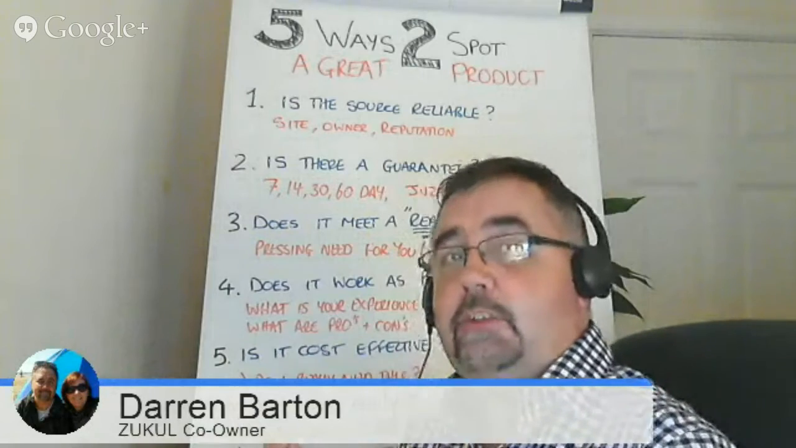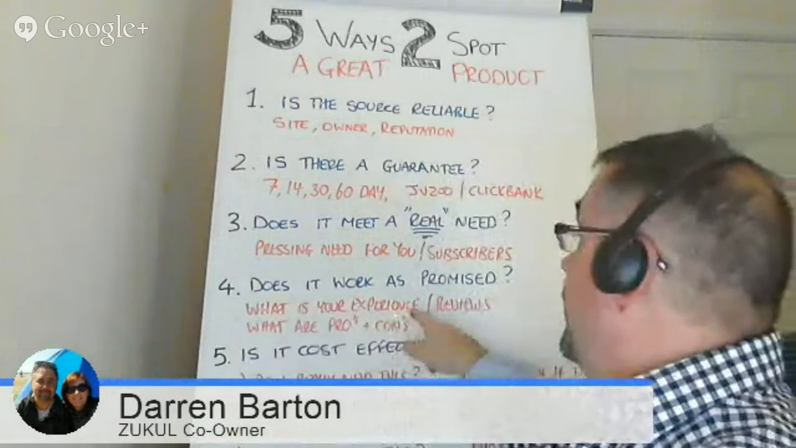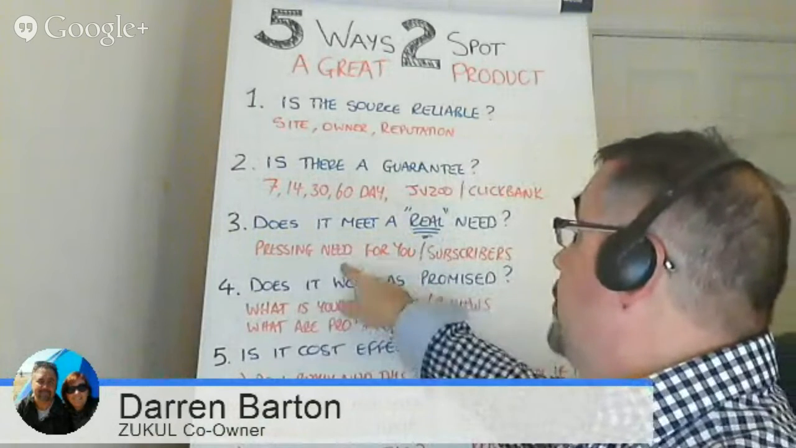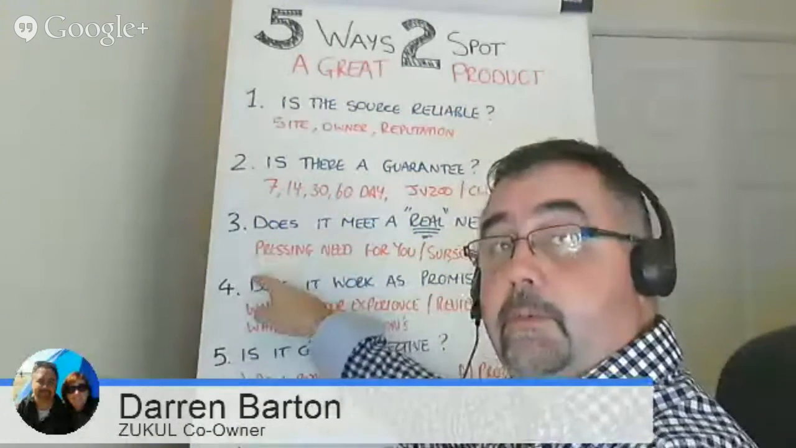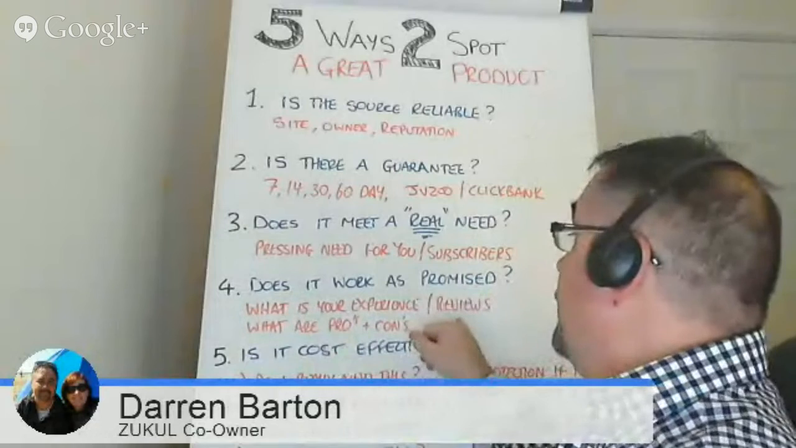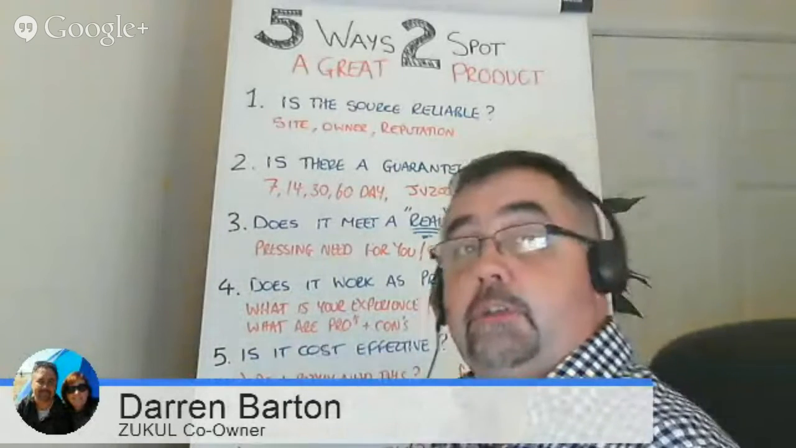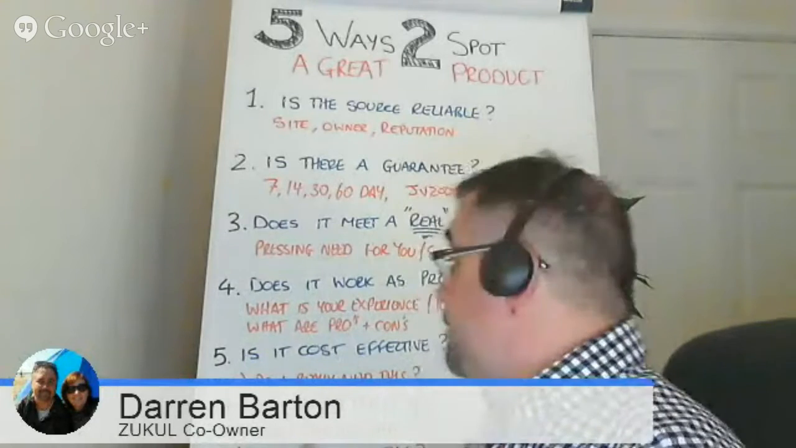Okay, key questions. And how do you do that? Well, you look for your experience. Do you have an experience with this product? Which is always the best way. If you're going to sell something, then your best way is to have experience of that product. Have a look at the reviews. Have a look at what are the pros and the cons. And again, enter into some sort of dialogue with the owner.